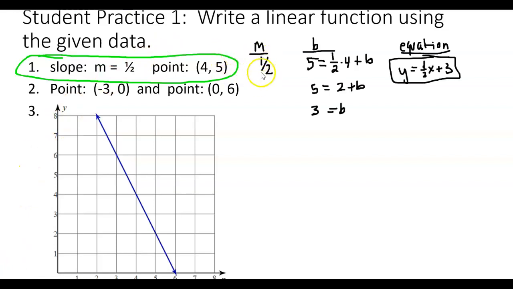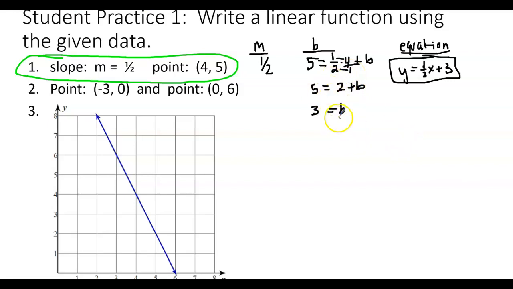Okay, so step 1, the slope is 1/2. Step 2, plug in your y value, which is 5, your m, which is 1/2, your x, which is 4, and leave b as b, so we can solve for it. 1/2 times 4 is 2. If you forget how to do that, just think of that as 4 over 1, right? Top times top is 4, bottom times bottom is 2. So you have 4 over 2 when you multiply it, which reduces to just 2.